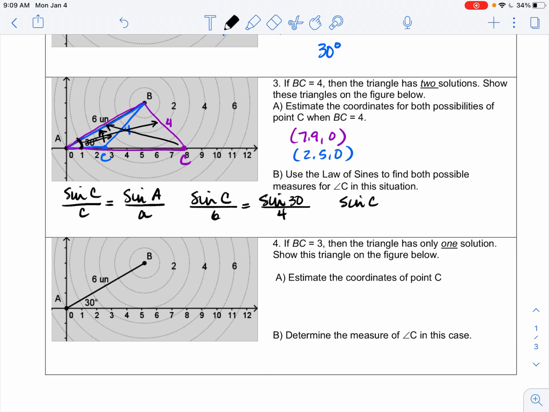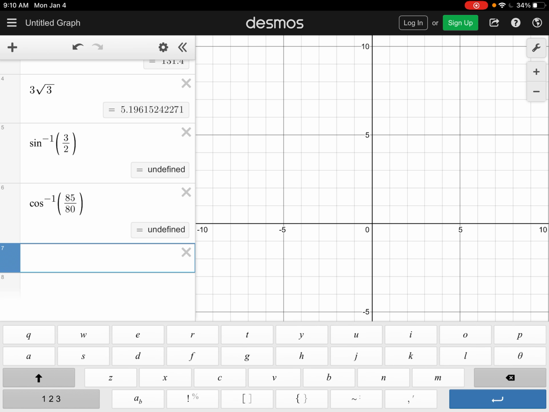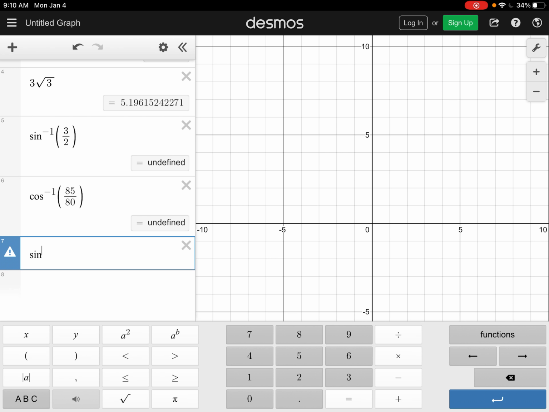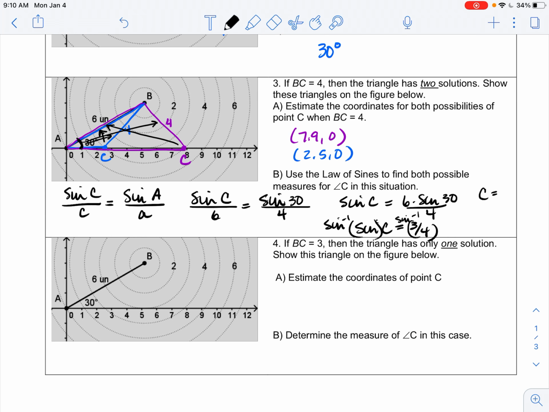If I multiply both sides by 6, I'm going to have sine C is equal to 6 times sine of 30 over 4. Now the y value at 30 is 1/2. 6 times a half is 3. So sine C is equal to 3/4. Let's undo sine with inverse, and we'll take this to Desmos. Okay, so inverse sine of 3/4, and that gives us about 48.6 degrees.